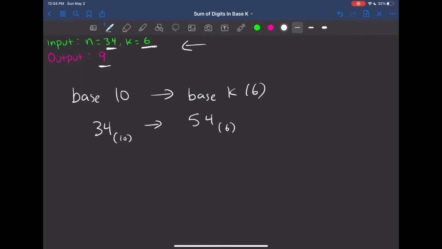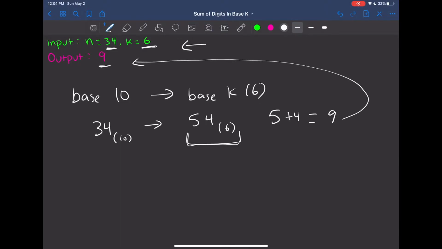And all we have to do from here is just sum all of the digits of our newly converted number to get our output. So here we add 5 plus 4 because those are the digits of our newly converted number. And that gives us 9, which is the answer to this problem. So the real key to solving this problem is understanding what it means to be of base 10 or of base 6 or of base k and converting from one base to another. Because if we can convert from one base to another, all we have to do is just sum up those digits of the newly converted number. Okay, that's what we're doing right here.